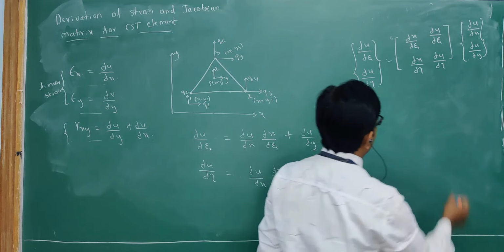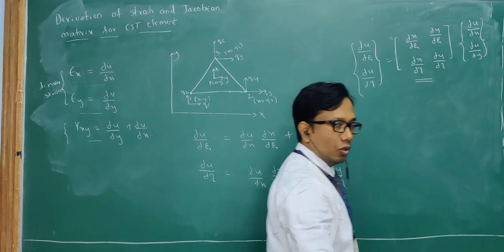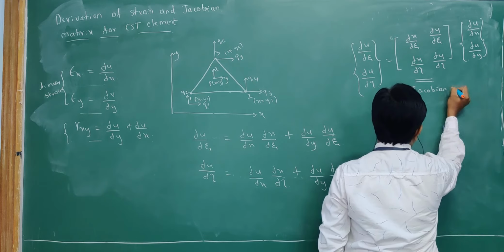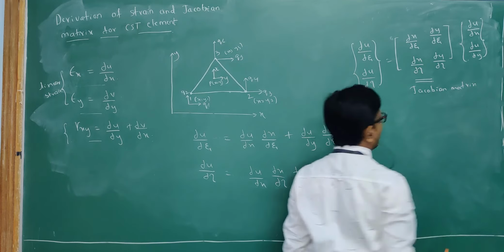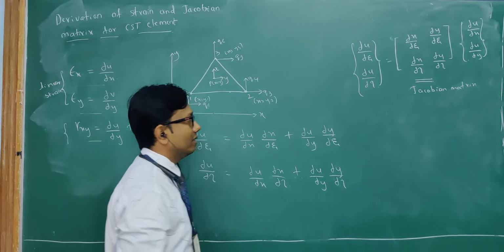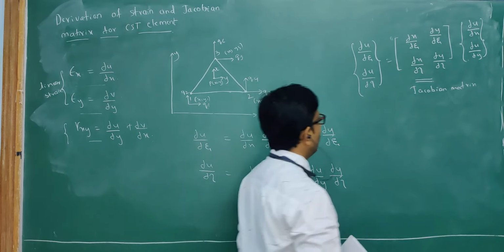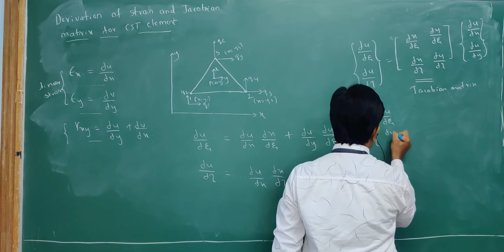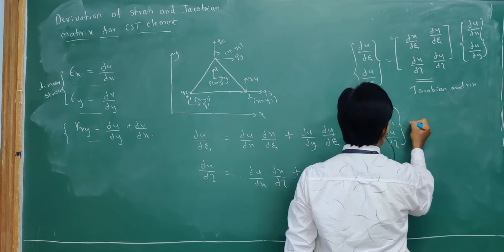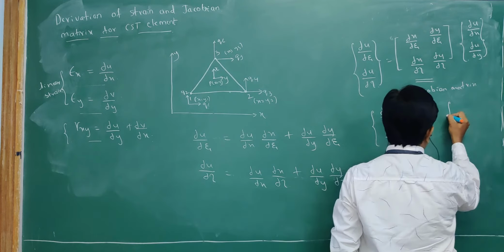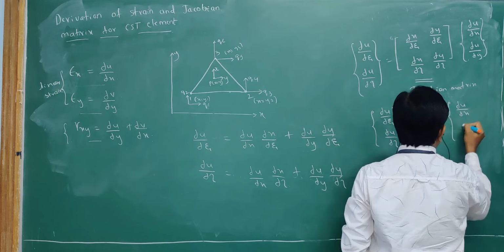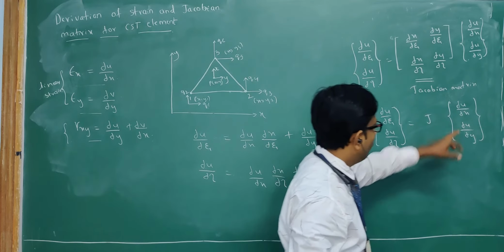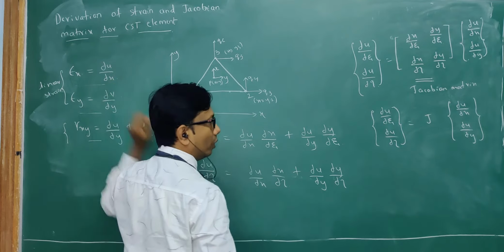Now whatever parameter you have got here is called the Jacobian matrix. This is a matrix which gives the relationship between the natural coordinate system and the global coordinate system. So I'll write this as dou u by dou zeta and dou u by dou neta is equal to J into dou u by dou x and dou u by dou y. Now I want the value of dou u by dou x.